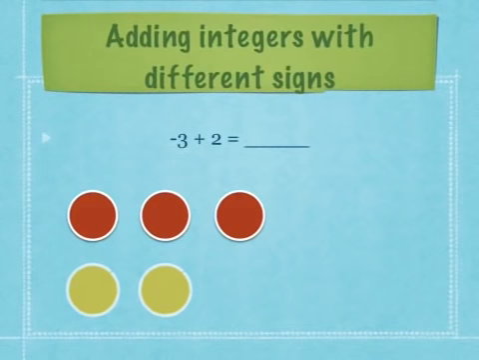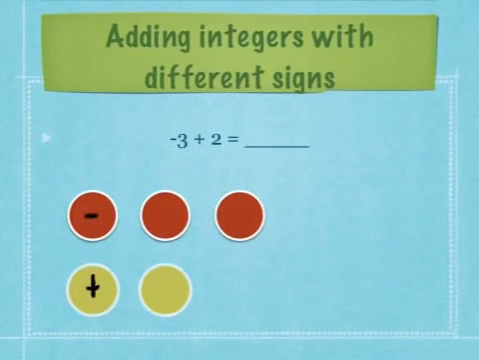When you have a positive and a negative number, you want to line up your counters like so that you can see where your pairs are. What I mean by a pair is one positive and one negative.